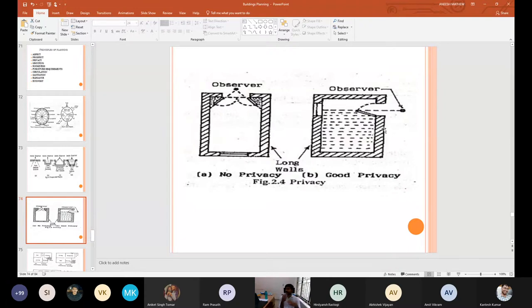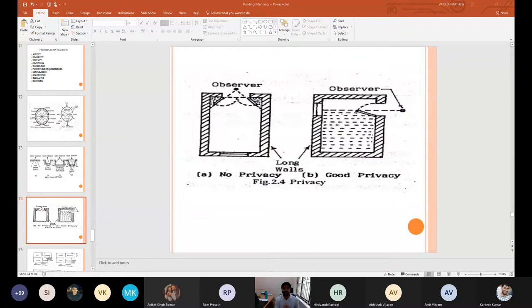Except some office buildings or something. I'm talking about the residential, because privacy is necessary everywhere, but for residential buildings it is more valid. So there, the way of arranging doors is very important in order to get good privacy. That's a very important consideration.